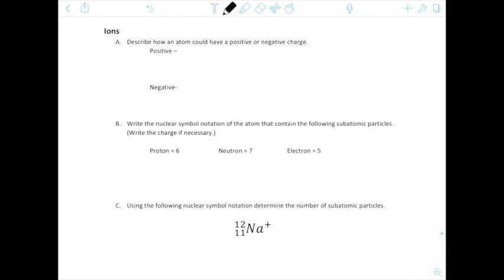So on the first part it says describe how an atom could have a positive or negative charge. If it has a positive charge, that means it's going to have more protons than it does electrons. Now, you cannot add protons to an element to make it positive, because if you added protons you change what the element was. But what you can do is take away electrons. So if you lose an electron, you become more positive. If you gain an electron, you become more negative. So how do you create something that's negative? You gain an electron.